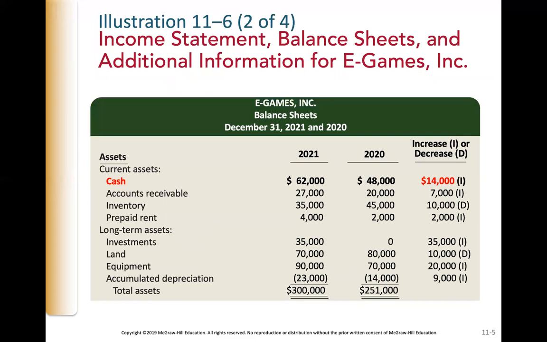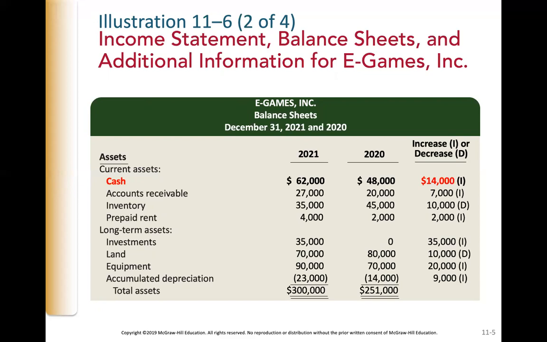The balance sheet. Notice this is a comparative balance sheet. We have 2 years to look at. So we need to look and see the change from 2020 to 2021 in the balance of each of these accounts. It's already calculated for you, and it tells you if it's an increase or a decrease. So if we look at the cash account, we see that cash was $48,000 and it went up to $62,000. So our increase is $14,000.